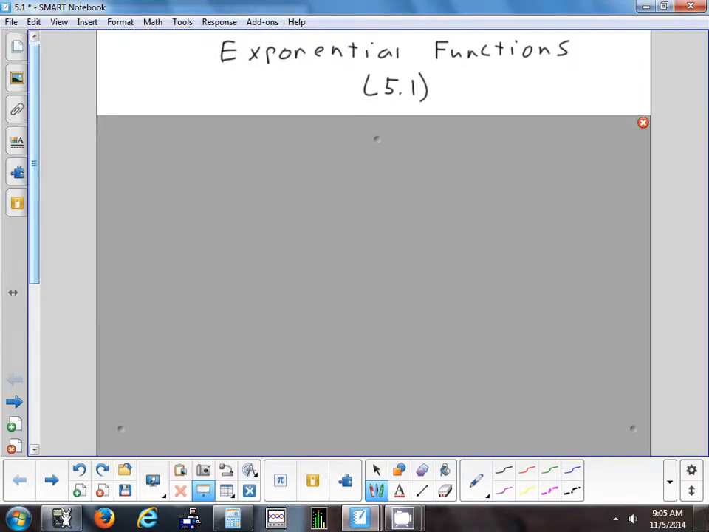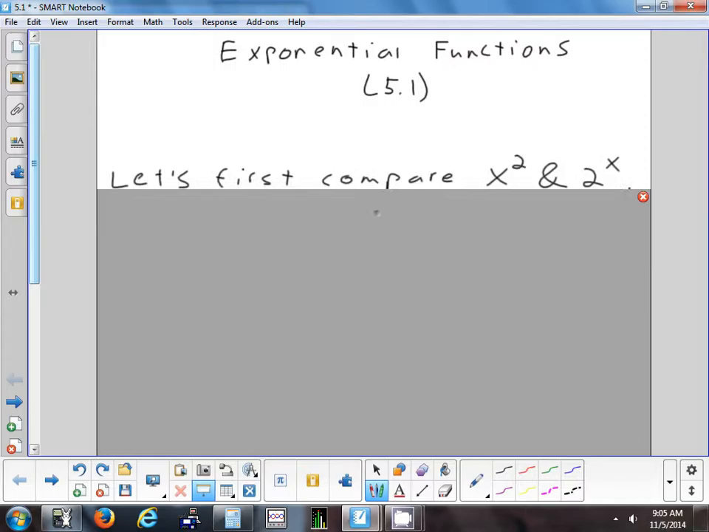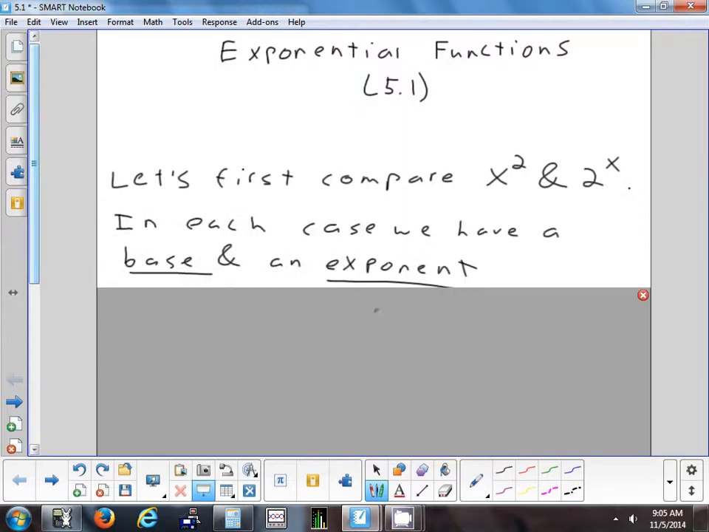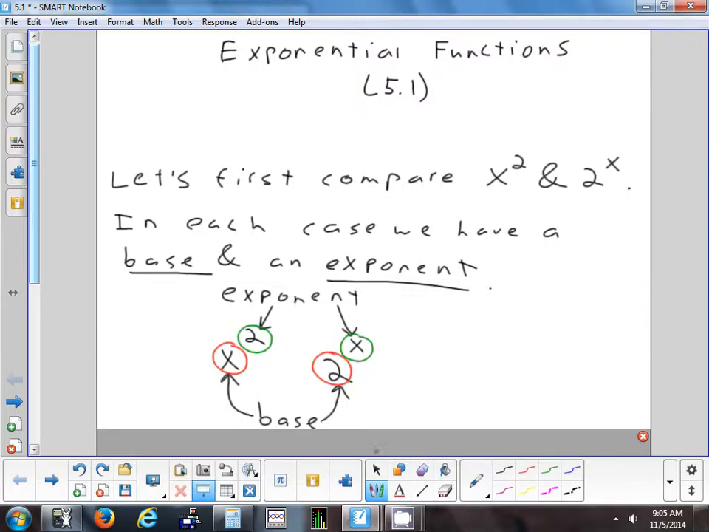All right, so we're going to start chapter 5, which is on exponential functions. First I want to just compare these two expressions, x squared and 2 to the x. In each case, there's a base and there's an exponent. In the first one, x squared, the exponent is a 2, and the base is an x. In the second example, 2 to the x, your exponent is an x, and your base is a 2.